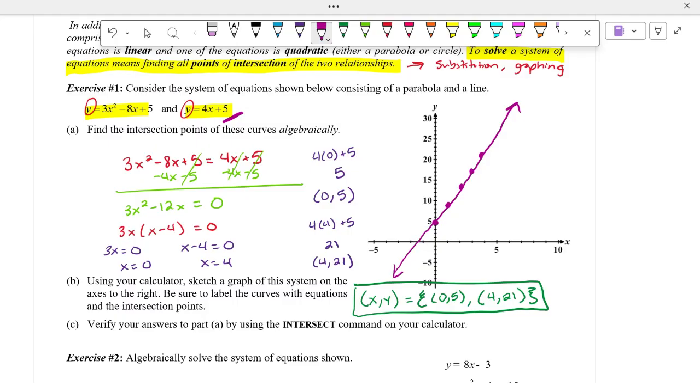Now, what's the y-intercept of the quadratic? 5. So I'm going to put quadratic, it has a 5. All right. If you did a quick negative b over 2a, what would the axis of symmetry be? So if I did negative 8, the opposite of that, over 2 times 3.